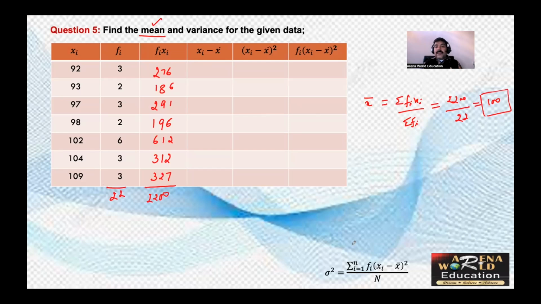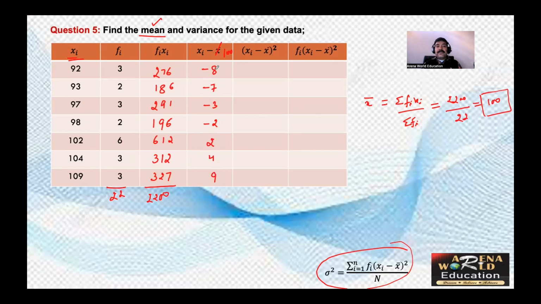This is very easy. Now to find variance, first of all, we need xi minus x bar. So what is x bar? We had already calculated. It is 100, right? So we will find the difference of each xi with 100. So 92 minus 100, it will be minus 8. 93 minus 100, it will be minus 7. 97 minus 100, it is minus 3. 98 minus 100, it is minus 2. 102 minus 100, it is positive 2. 104 minus 100, it will be 4. And 109 minus 100, it will be 9.